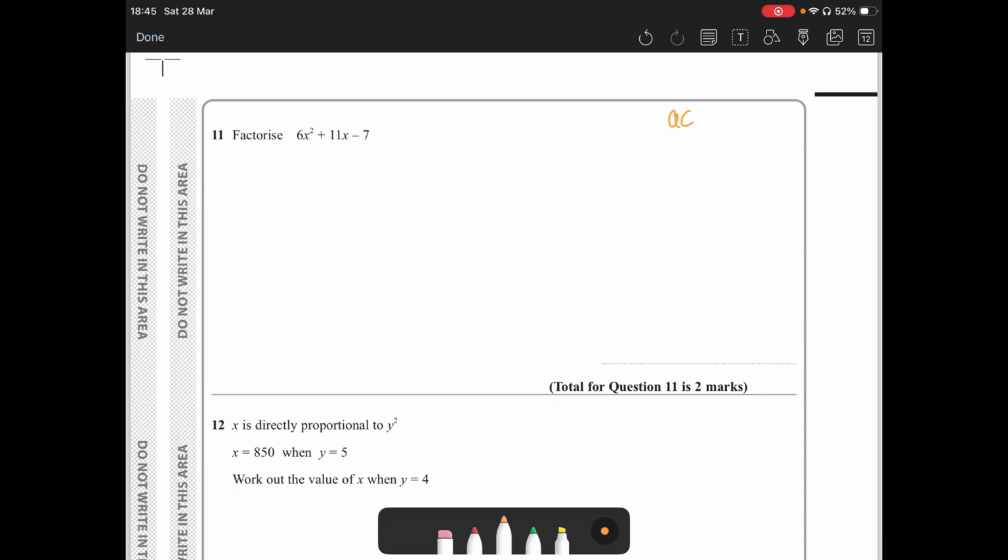So AC, in this question, A is the number in front of x squared, the x squared coefficient, that's 6. And C is the number including the sign at the end. So that's -7, and that gives me -42. B is the number in front of the x, the coefficient. And basically, we're after two numbers that add to give 11, but multiply to give -42.